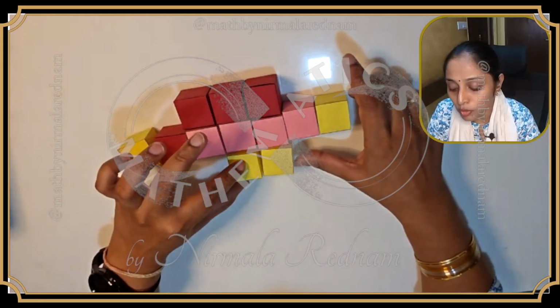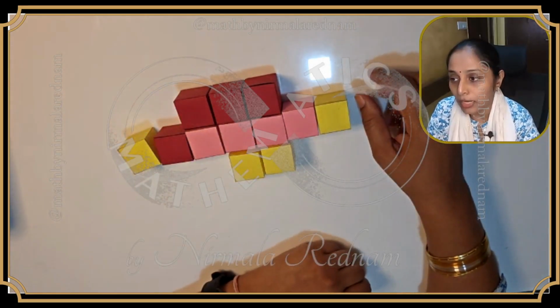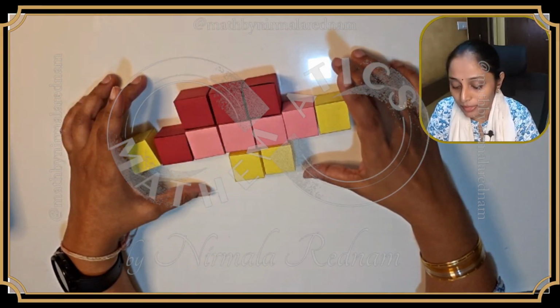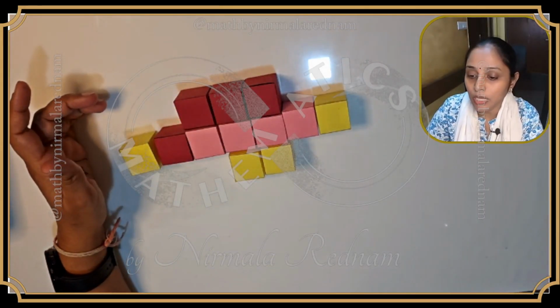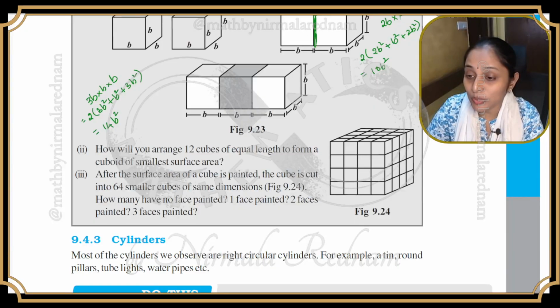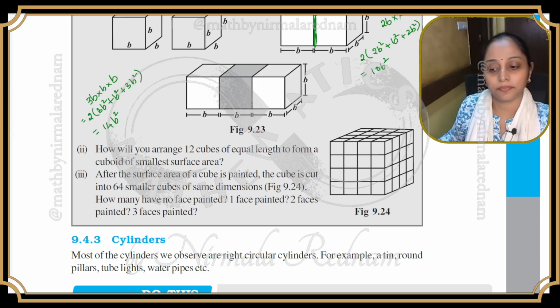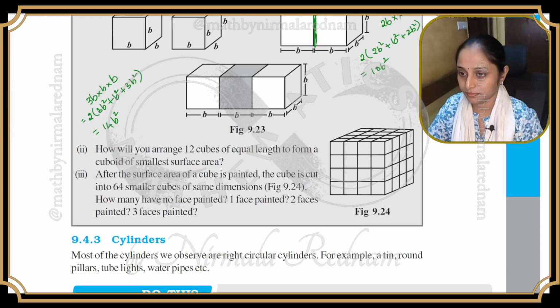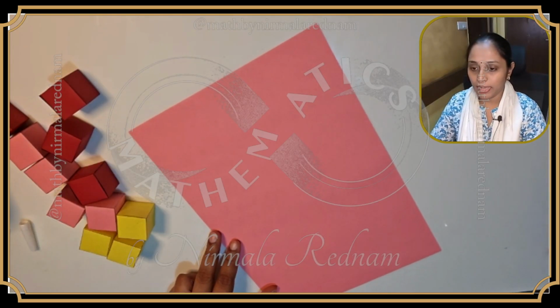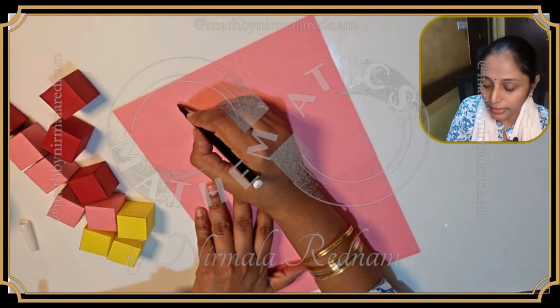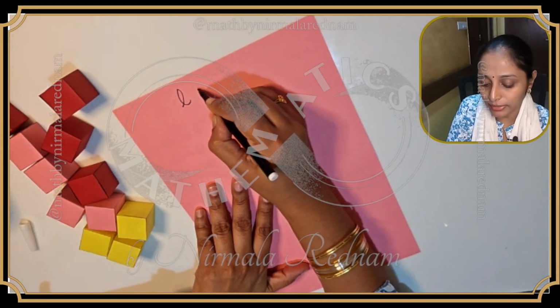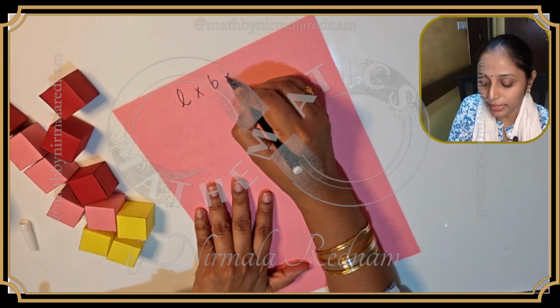So, how many cuboids can I make? And of those cuboids, which one has the smallest surface area? That is the question we are trying to answer. So first, let's look at how many cuboids you can make. A cuboid has 3 dimensions, right? We have length and breadth and height.